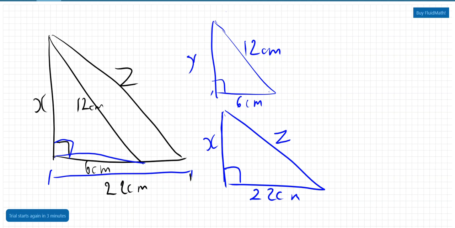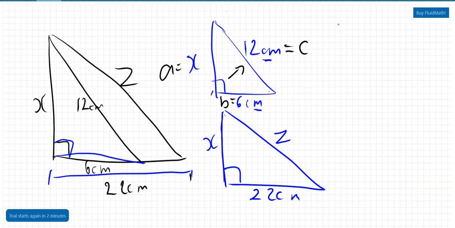Because I've got a length of 12 here and a length of 6. So I can use Pythagoras because I've been given two sides. So your first step is to find x. Now once again, to find x, label your sides. 12 is my hypotenuse. I am calling it C. A can be x and B can be 6.